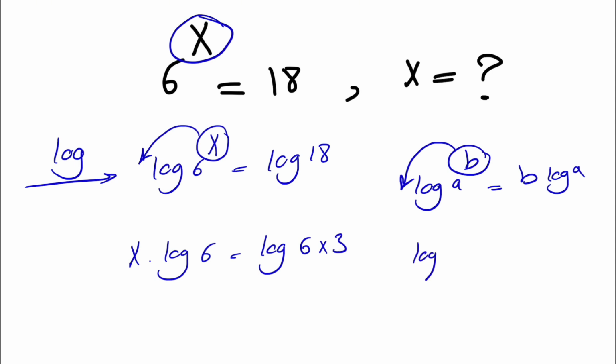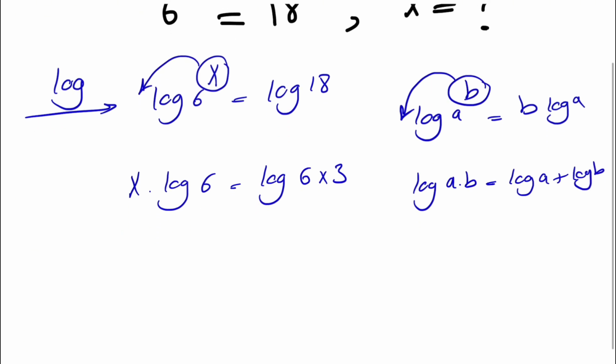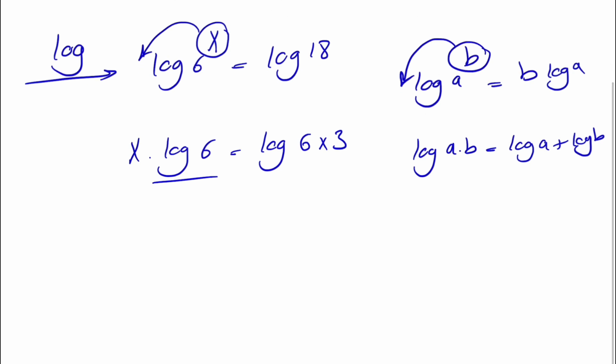From the laws of the log, we know when we have log of a times b, this will be equal to log of a plus log of b, and the reason we are doing this is that we have the log of 6 on the left side, so we are trying to get the log of 6 on the right side of the equation in order to make the equation simpler. So we have x times log of 6 is equal to log of 6 plus log of 3.